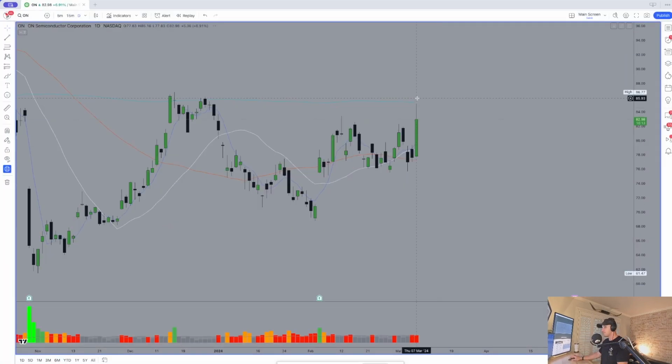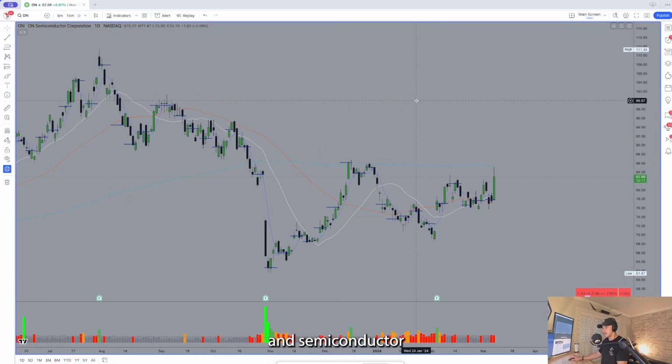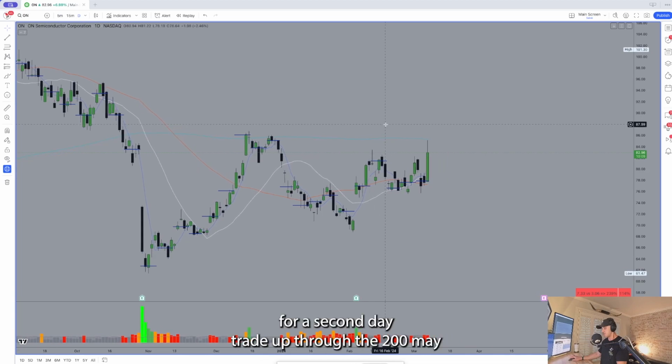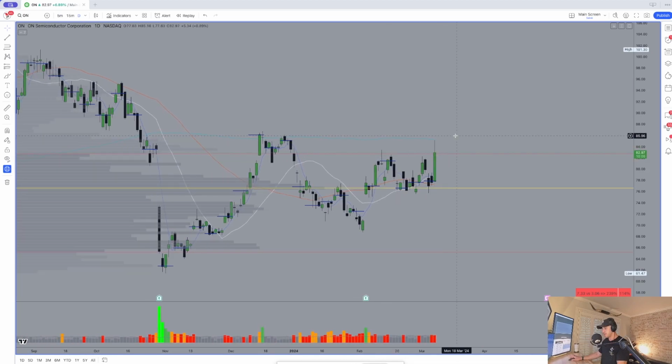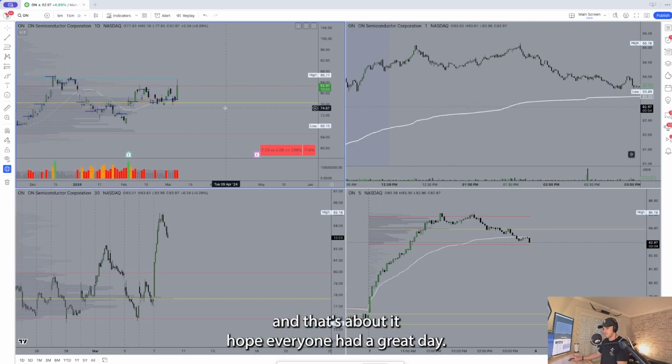And then ON Semiconductor for a second day trade up through the 200 MA. Pretty straightforward. That's about it.